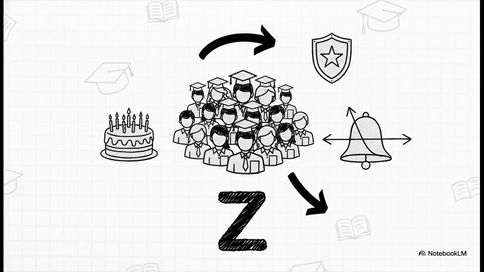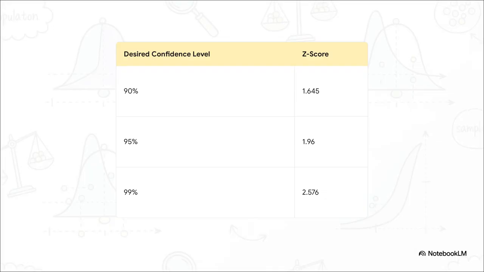We've got data from 500 students. Now, the magic number here is 500. Why? Because of something amazing called the central limit theorem. Basically, it says that when your sample is big enough, and a good rule of thumb is over 30, your data is going to start looking like that classic bell curve. And that is the green light we need to pull out one of the most reliable tools in our kit, the Z-score.